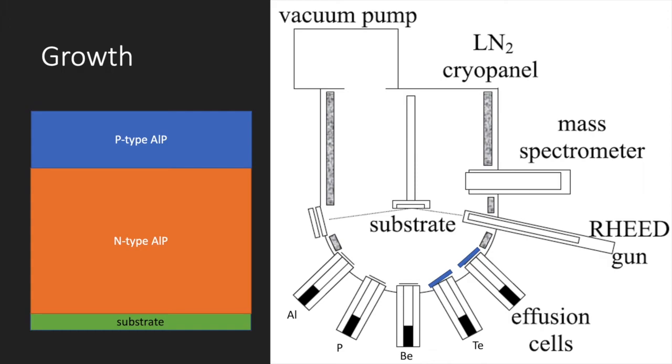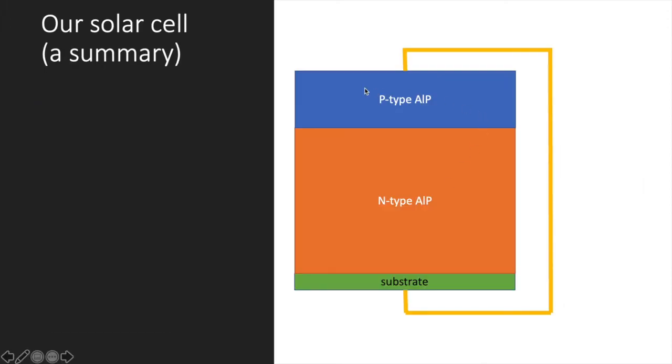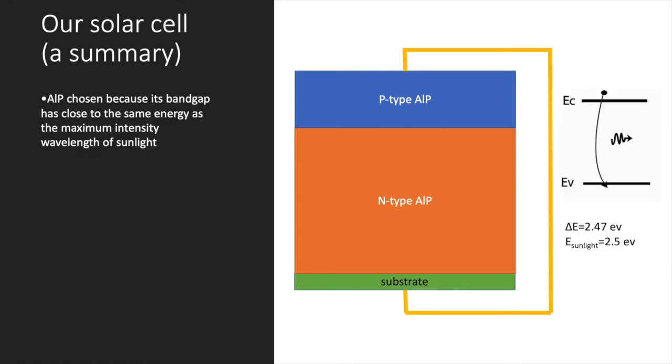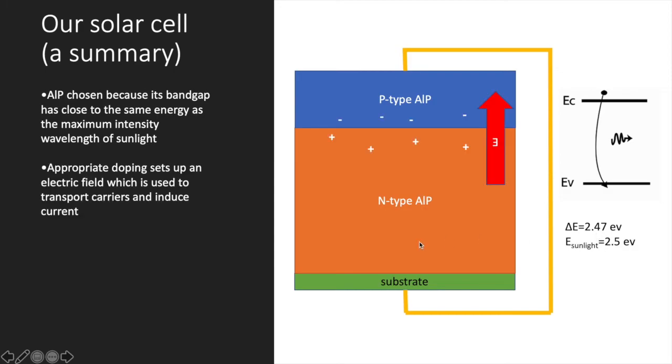So the next thing we have to do is just basically attach a wire to it. So to summarize, all that we've considered in creating this device is basically such. We chose aluminum phosphide because its band gap matches the energy that the maximum intensity wavelength of sunlight has, which is about 2.5 eV. Then we used appropriate doping so that we set up an electric field which is used to transfer carriers and induce current. Don't pay mind to this upside down E, I just could not figure that out.